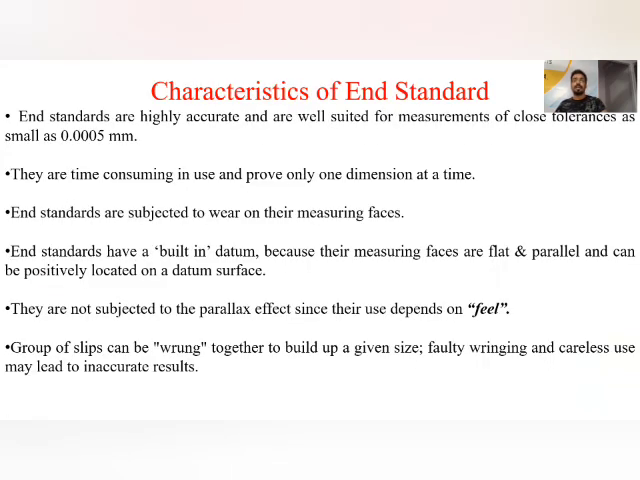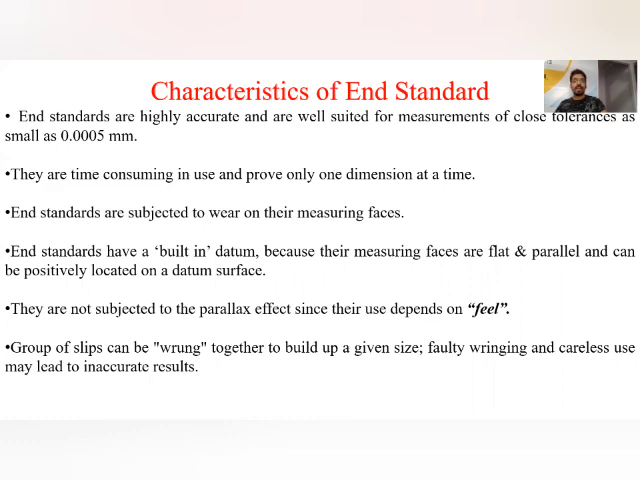Next is the characteristics of end standard. The first one is that end standards are highly accurate and well suited for the measurement of close tolerances, with accuracy up to 0.005 mm. They can give an accuracy up to 0.0005 mm. And with the help of a scale, we can measure up to 0.02 mm.